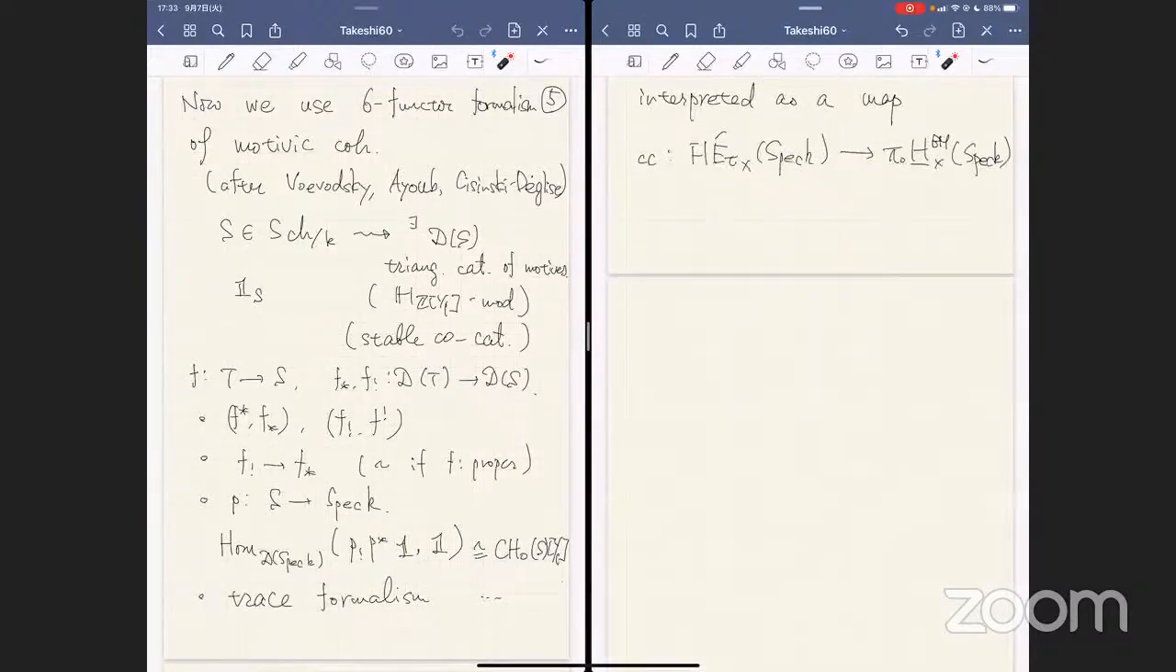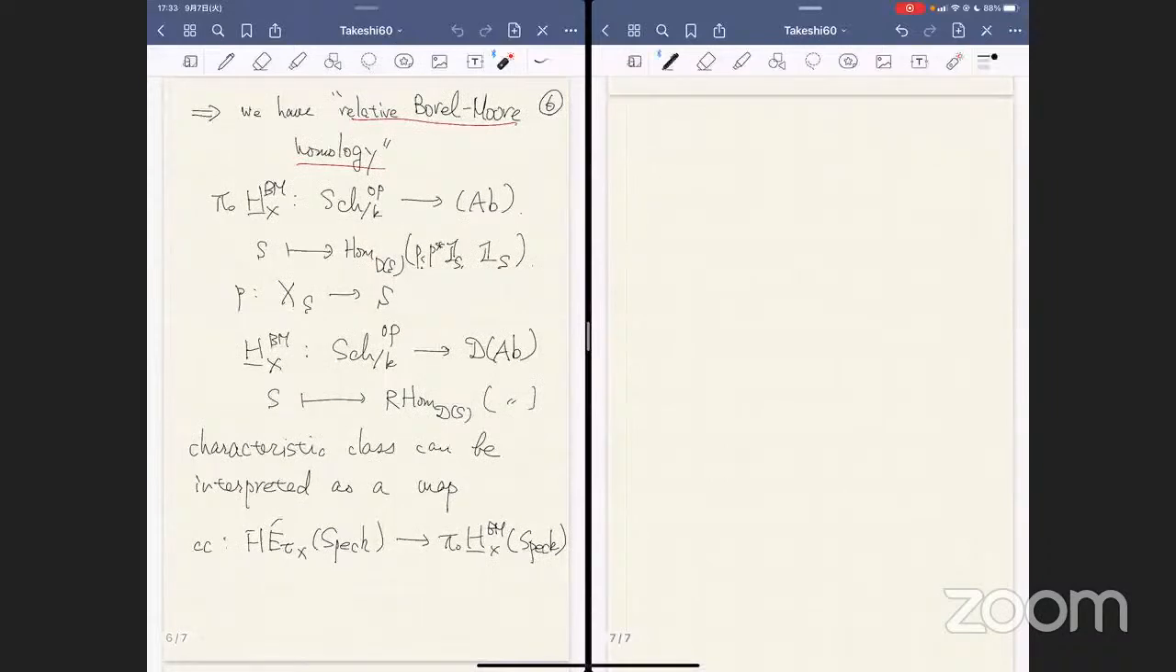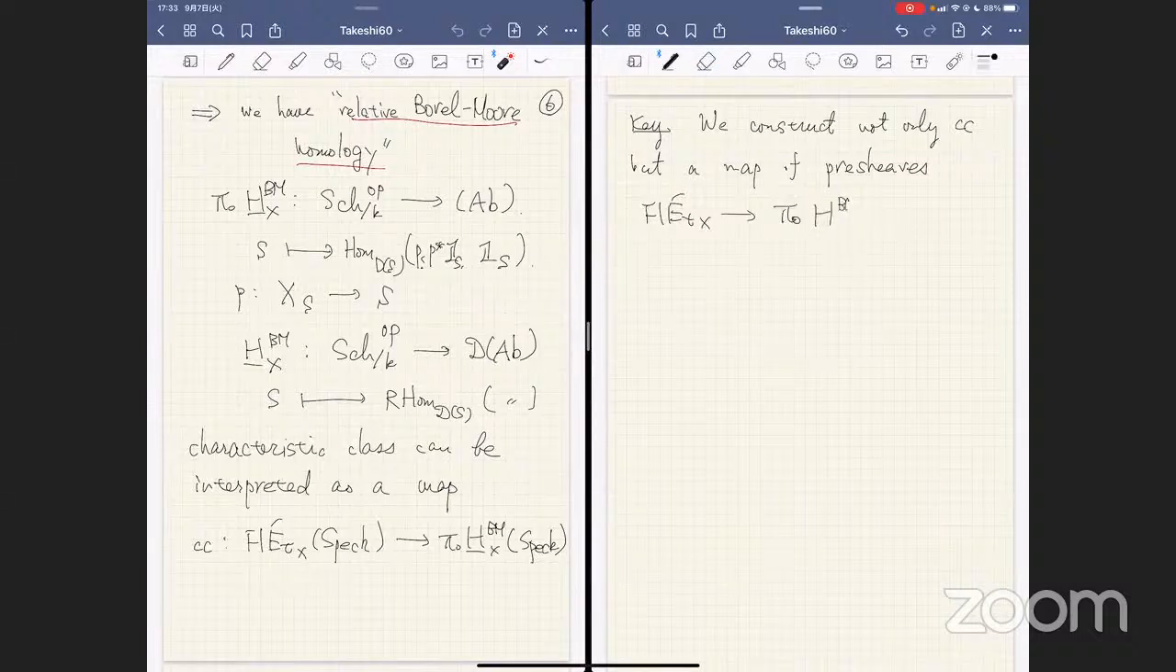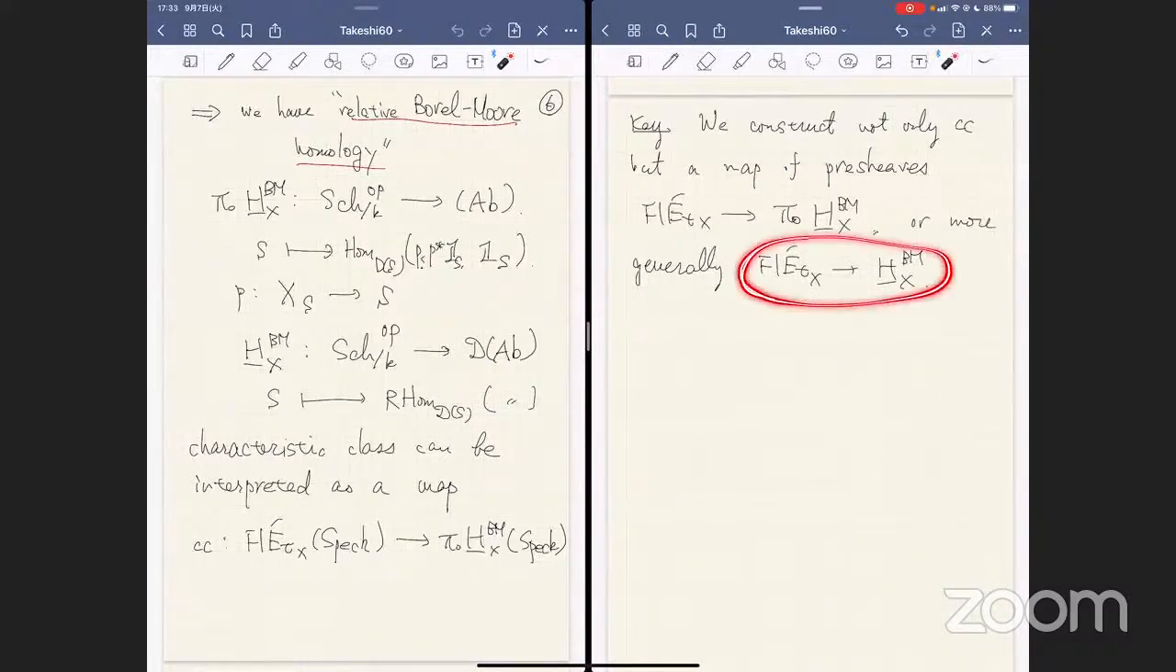Okay, so the key idea, one of the key ideas, is we construct not only CC, but a map of presheaves FL at X going to pi naught of this h bar X BM, or more generally, FL at X going to h bar X BM. So if I take the pi naught of this map, I retrieve this map. So this is more general than this one, so I name it CC tilde.